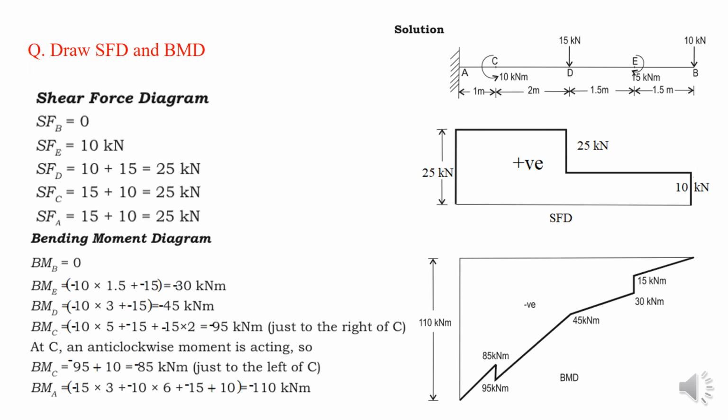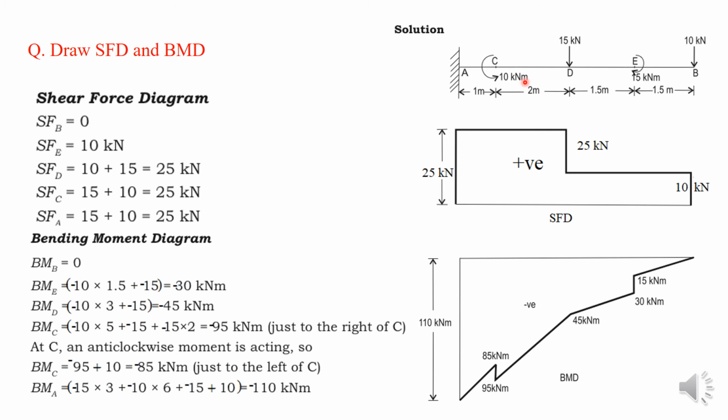So the next problem is to draw SFD and BMD for a cantilever beam which is shown here, and you can see it is acted upon by a load of magnitude 10 kilonewton at D and a couple or a moment of 15 kilonewton meter at E, and at D which is 15 kilonewton, and at C which is 10 kilonewton meter. So one thing you have to understand is that this 15 kilonewton meter is a couple, and this 10 kilonewton meter is again a couple.